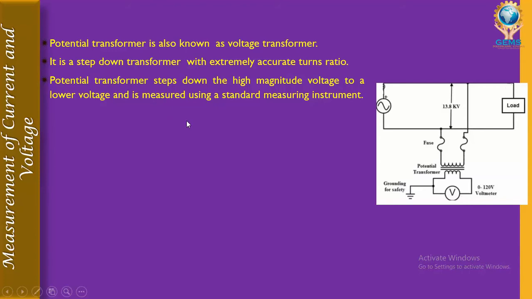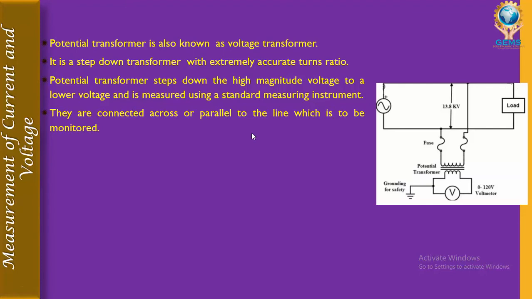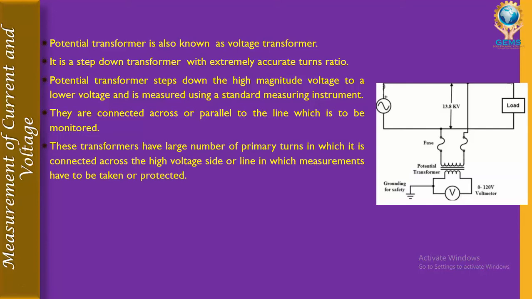We all know in AC mains we get around 230 volt, and in order to step down the AC voltage, we can use a potential or a voltage transformer. They are connected across or parallel to the line which is to be monitored. These transformers have a large number of primary turns, connected across the high voltage side or the line side. So the primary winding will have more turns in a potential or voltage transformer, and this primary winding is connected across the load side.